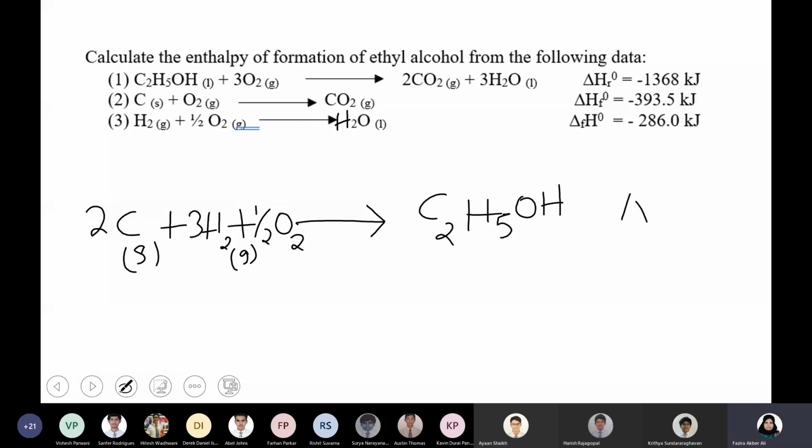And this enthalpy of formation is what you need to calculate. But the three other enthalpy values are given with the equations. So use that. As I said, you have to look into the sides and maybe sometimes reverse it, multiply it, do something, and finally add them together to get this equation for the enthalpy of formation of ethyl alcohol. So try, then we will discuss after 2 to 3 minutes.